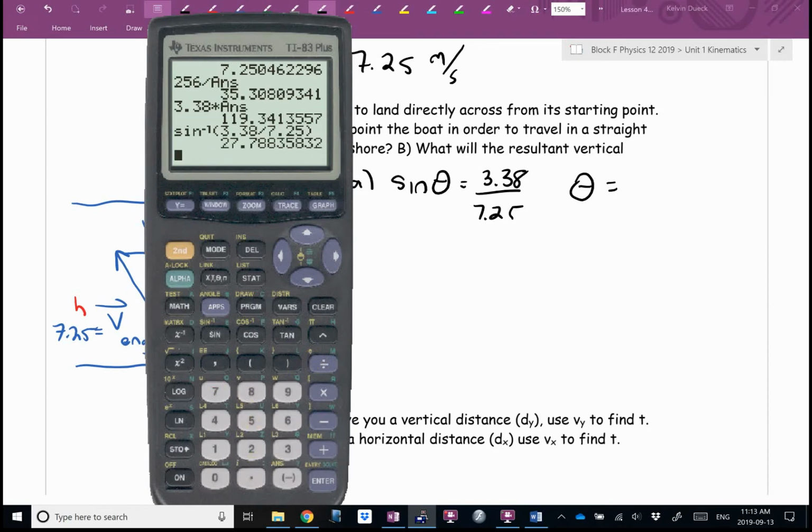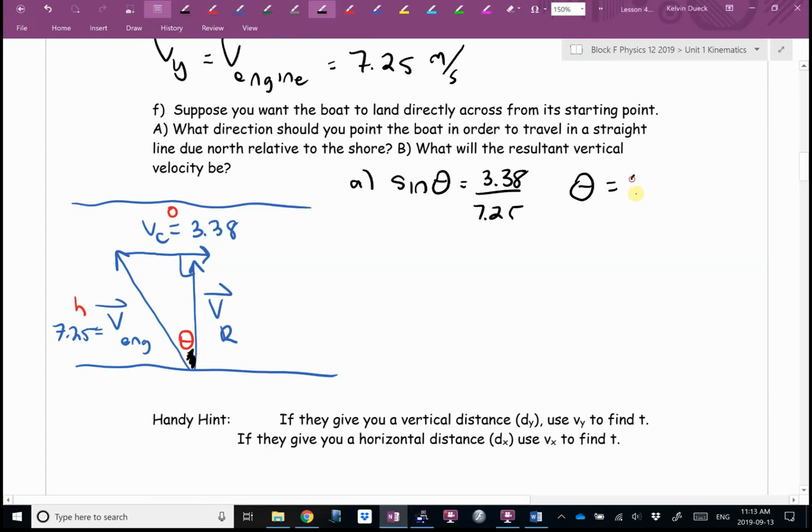Do you get 27.8 degrees? 28 degrees? I'll go to 3 sig figs. 27.8 degrees. What of what? North of south, east of west? What of what? Oh, I've scrolled down. I really should have done this. North of south, east of west? What of what?